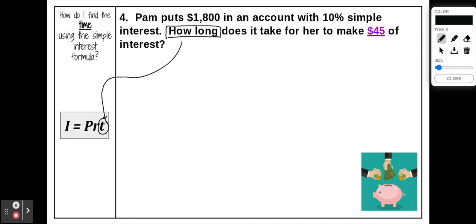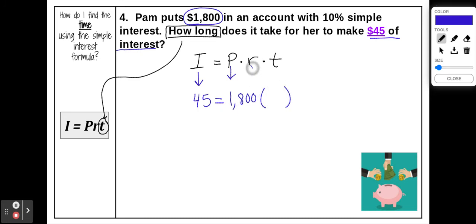So let's begin by writing out the simple interest formula. We've got interest equals principal times rate times time. Okay, let's fill in what we know. All right, so we know that she made $45 of interest. So interest that she made, that little extra money, is 45. Do we know the principal, the starting amount? Yes. She put $1,800 into an account. So 1,800.